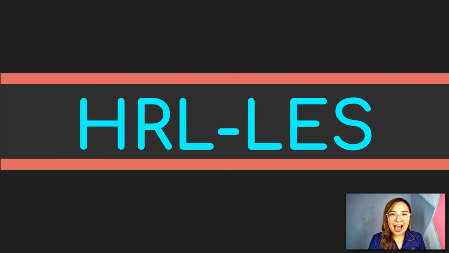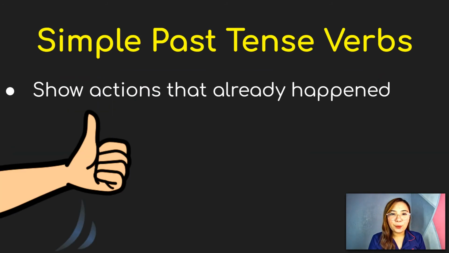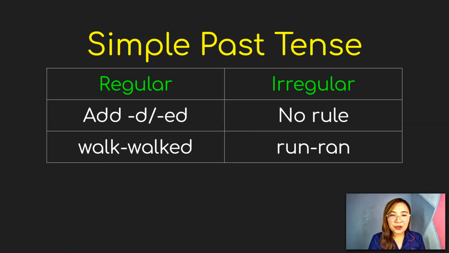For today, our topic is all about simple past tense of verbs. When we say simple past tense verbs, it means that the action has already happened in the past. Now, there are two ways on how we can change the base form of the verb into its past tense. We have one for regular and we have another one for irregular.